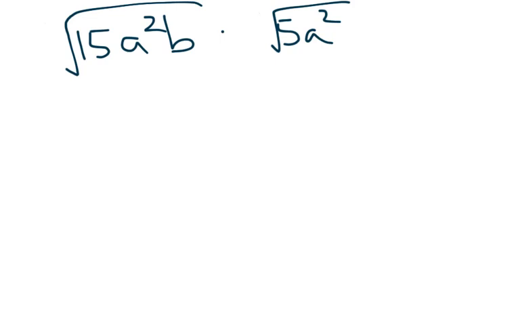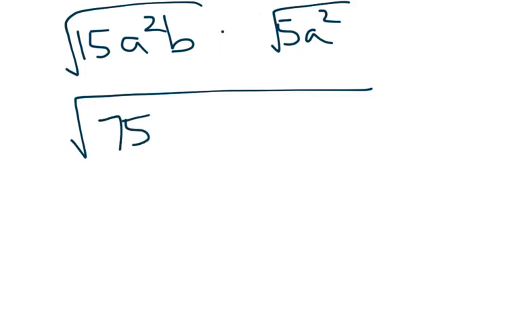1 times a million is a million. So I'm just going to take them out altogether. They canceled each other out. Both the negatives canceled each other out, and now it's going to be a positive answer. So what I really have is 5 times 15, which is 75. And then I have a squared times a squared, which is a to the 4th. And then I have b. So this is really what I'm dealing with now. 75, a to the 4th, b.